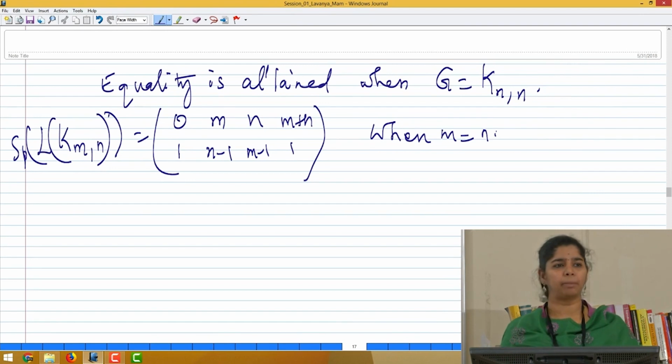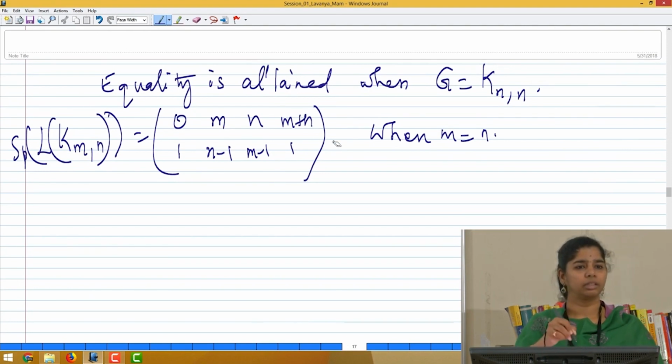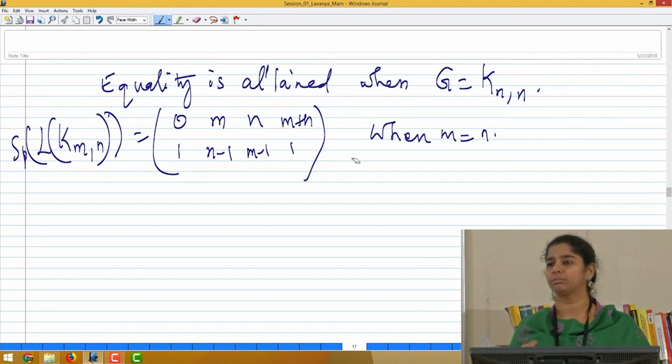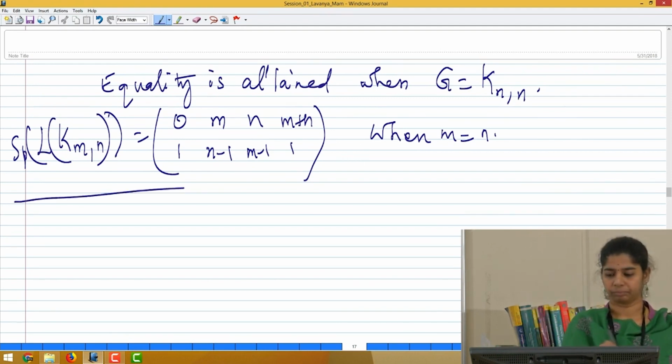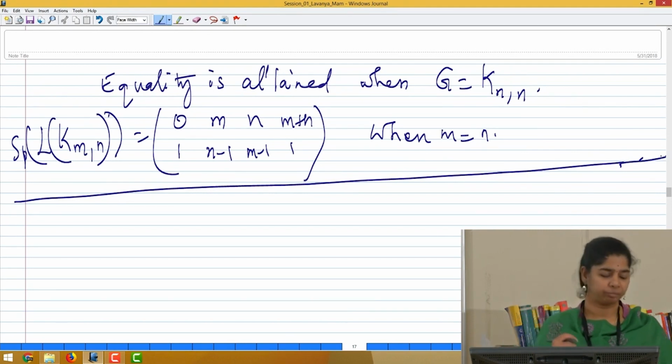and G is complete bipartite, then we achieve that the largest eigenvalue is twice the maximum degree. Okay. So, this is also in some sense a tight bound for these classes of graphs. Okay.